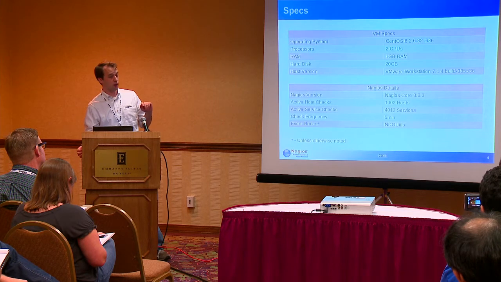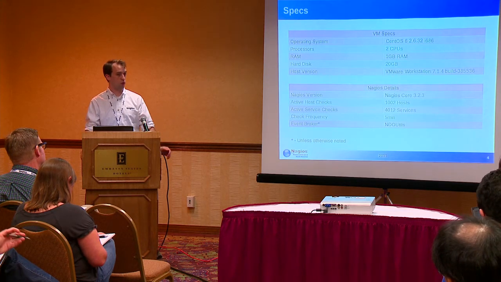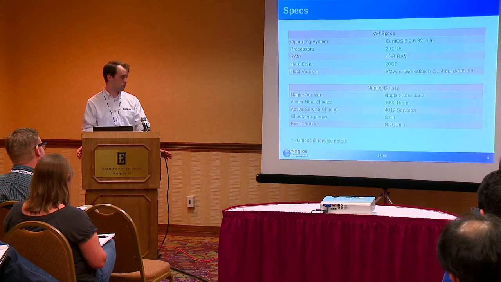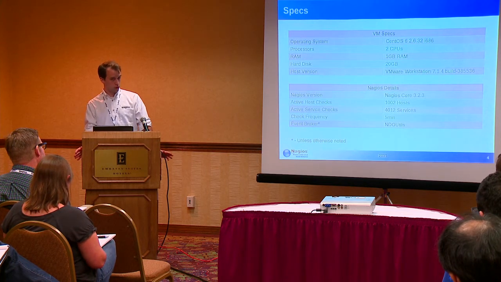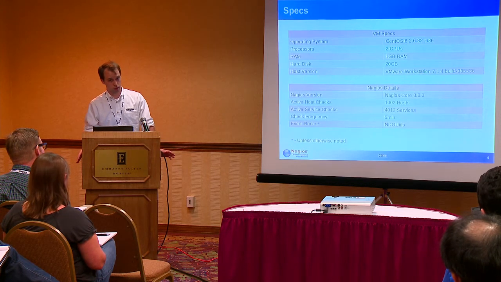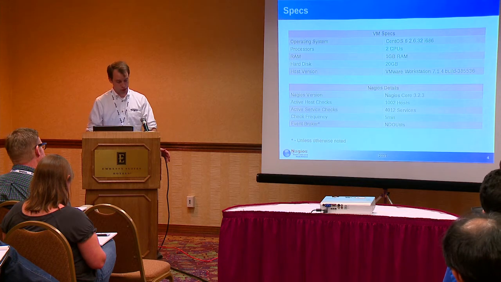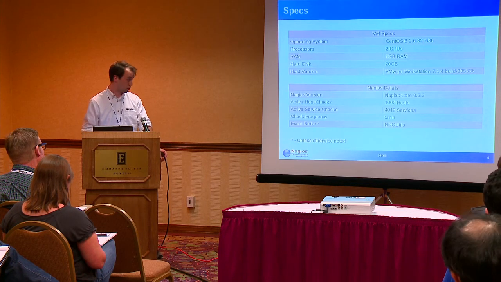As far as the version of Nagios that I was running, Nagios Core 3.2.3. It had 1,002 hosts on it and 4,012 services. The check frequency for everything was 5 minutes. And I did use the NDO utils event broker. So this is just the baseline of what it is, so you guys can apply it to whatever you guys are using.